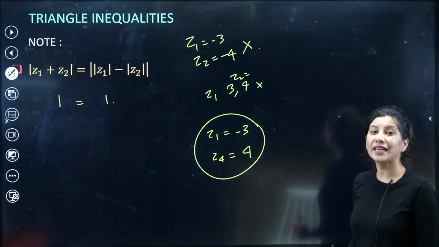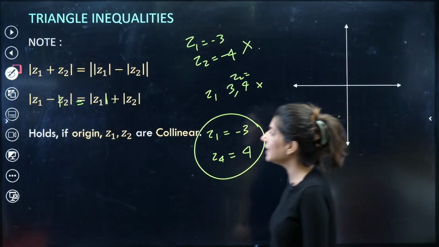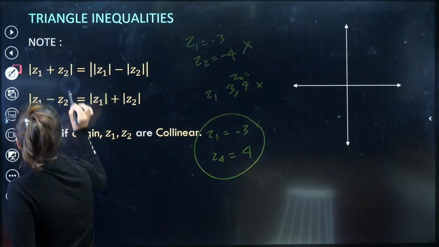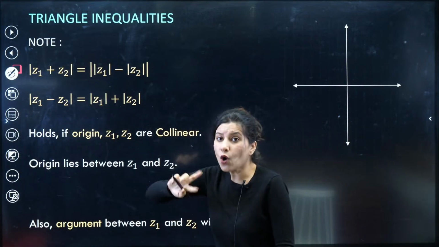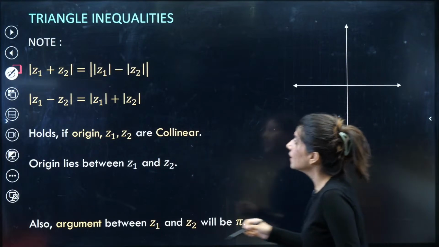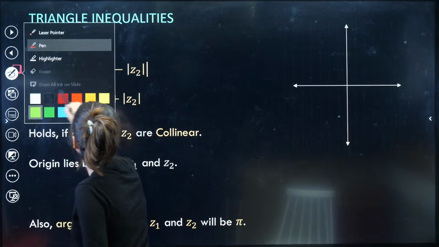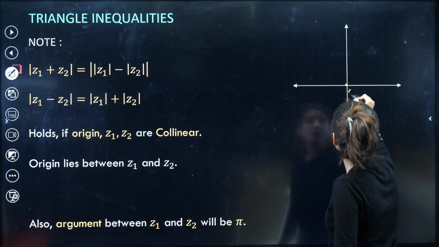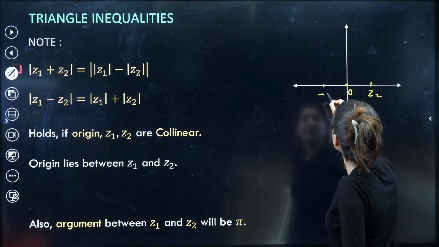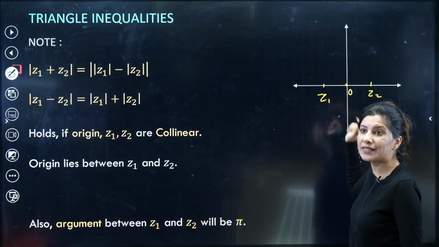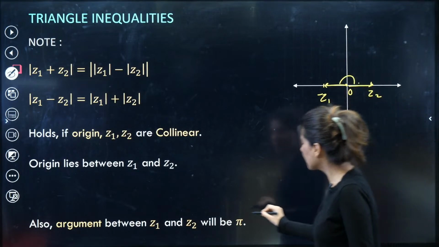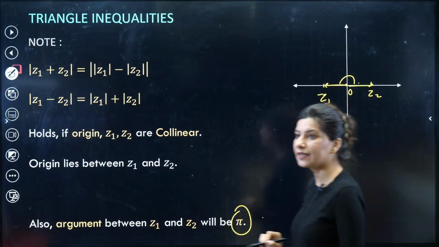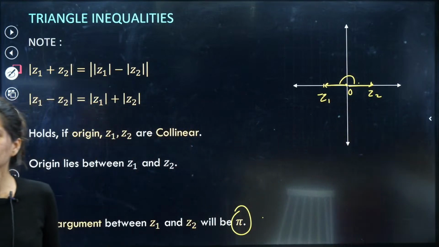That means what can we say for this inequality? Again, these are collinear points, but Z1 and Z2 lie on the opposite side of origin. So in this particular case, this is our origin, this is our Z2, this is our Z1, lying on the opposite side of origin. So that means the angle between Z2 and Z1 will be nothing but pi, right? Yes, okay.